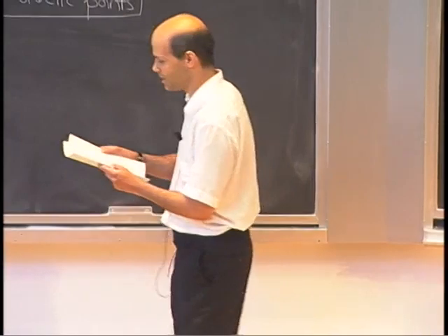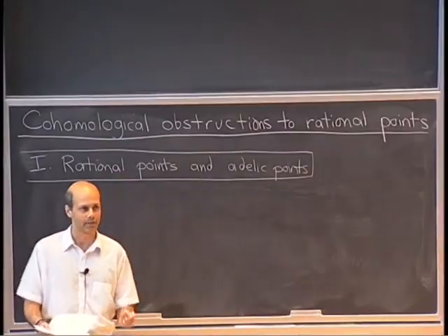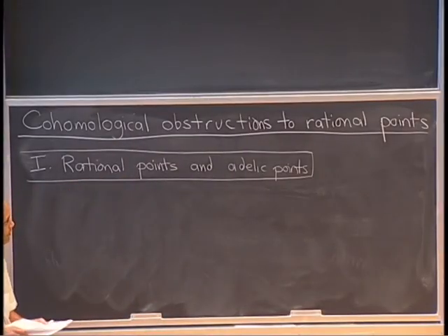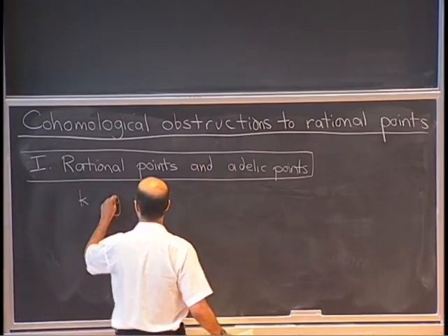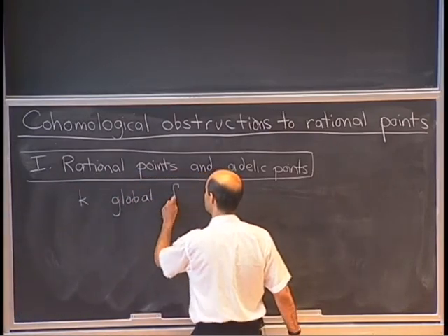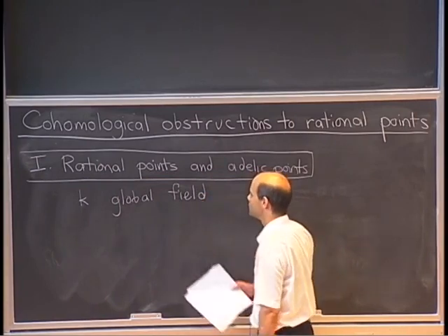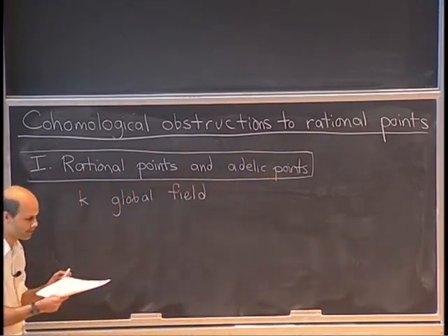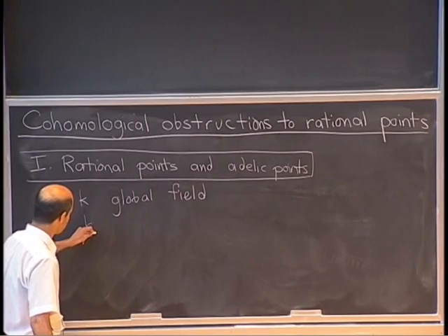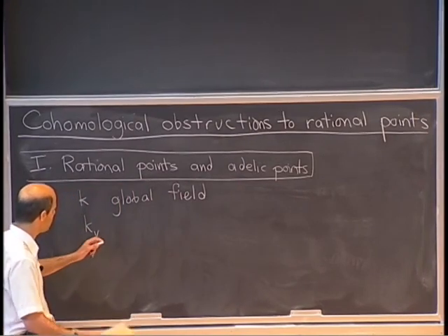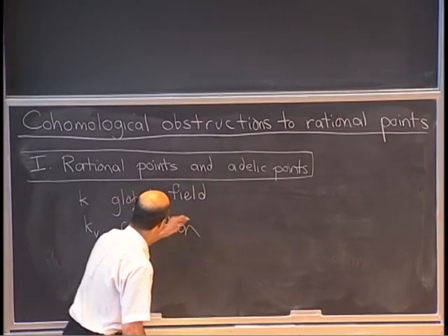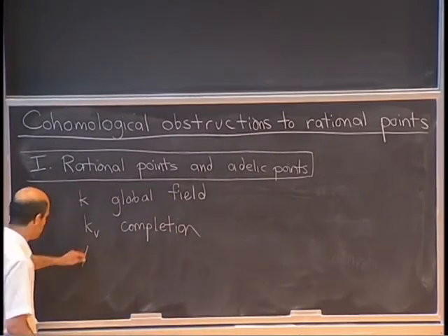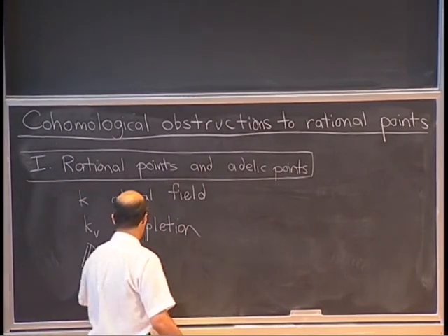Okay, so I'm going to talk about the problem of deciding whether a variety over a number field or a global field has a rational point. So let me start by introducing some notation. K will be a global field, either a number field or a function field of a curve over a finite field. And v will be a place, and for any place v of K, K_v will be the completion. And A will be the adele ring of K.